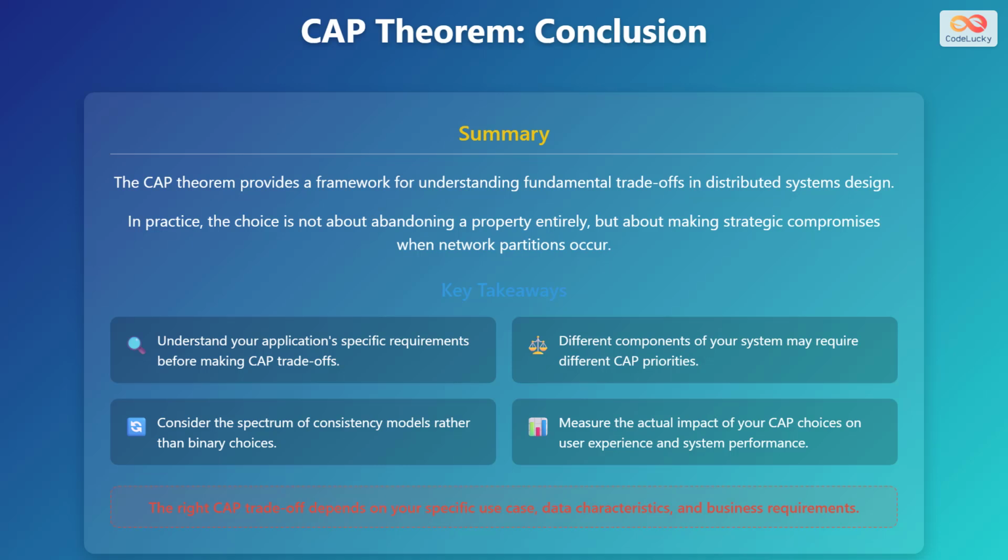Different components of your system may require different CAP priorities. Consider the spectrum of consistency models rather than binary choices. Measure the actual impact of your CAP choices on user experience and system performance. The right CAP trade-off depends on your specific use case, data characteristics, and business requirements.